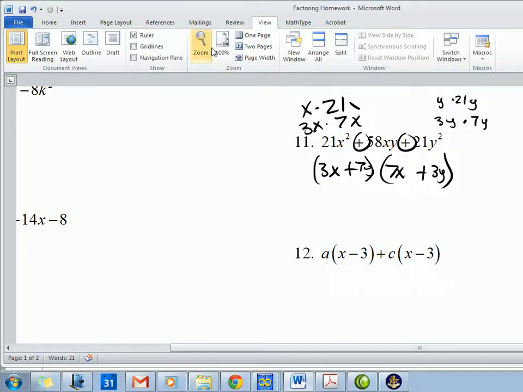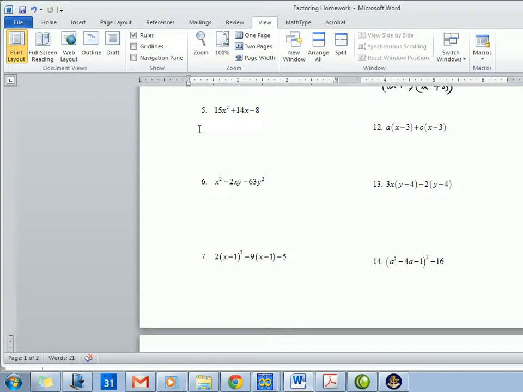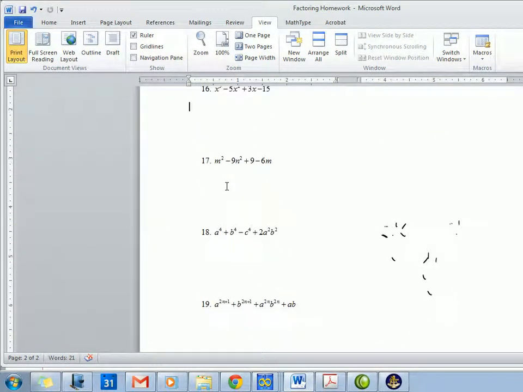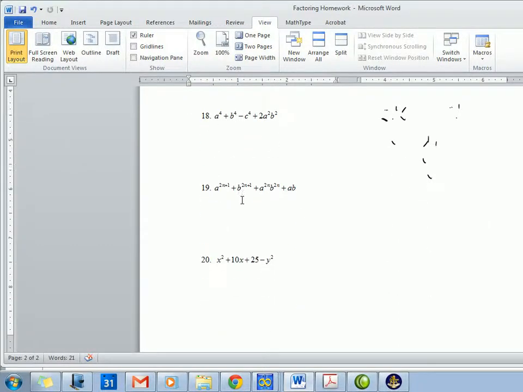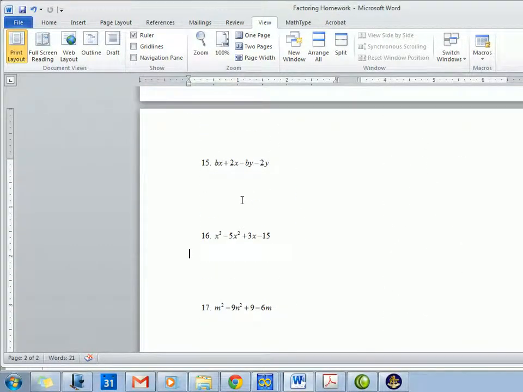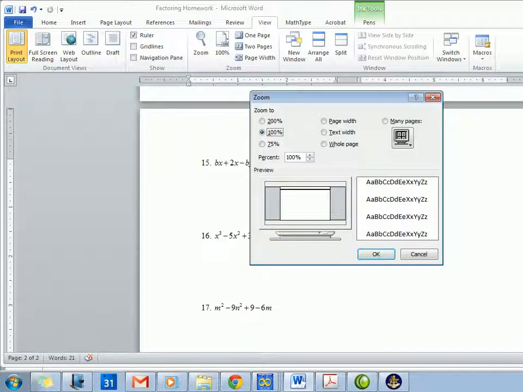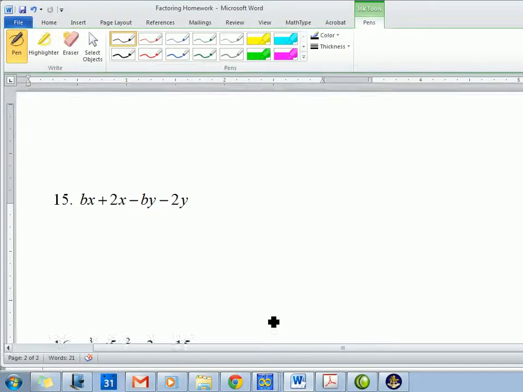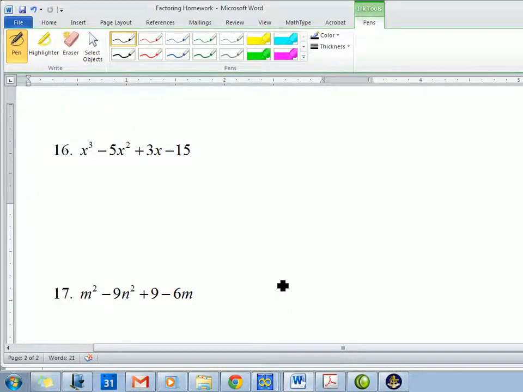So let's zoom out again. Let's keep on scrolling through. I did that one. Now the ones on the second page, for the most part, those are factoring by grouping problems. Anytime you see a polynomial that has 4 terms, chances are you're going to be grouping. So let's do 16. 16 should be fairly easy.